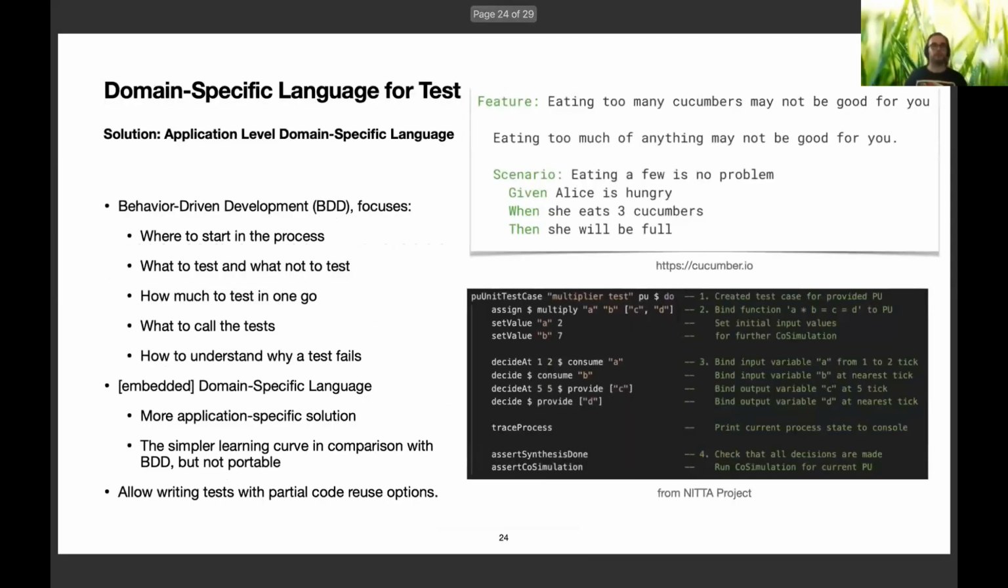What is the approach to do it? It is using application-level domain-specific languages to test. And here you can see two examples on the right of the slide. The first one is a screenshot from the Cucumber tutorial, which demonstrates behavior-driven development, which focuses in tests on how test logic is actualized: what is testing, when testing, and how testing.